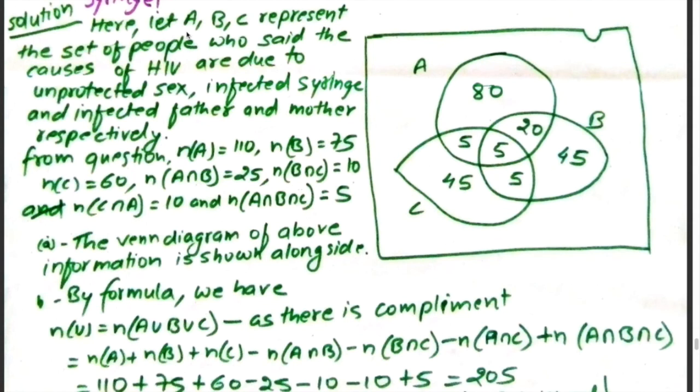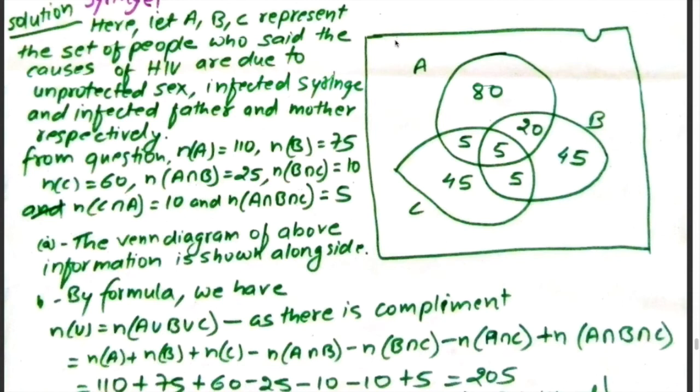Solution here. Let A, B, C represent the sets of people who said the causes of HIV are due to unprotected sex, infected syringe, and infected father and mother respectively. From the question, n(A) equals 110, n(B) equals 75, n(C) equals 60, n(A ∩ B) equals 25, n(B ∩ C) equals 10, n(C ∩ A) equals 10, and n(A ∩ B ∩ C) equals 5. Now the Venn diagram of the above information is shown alongside here.